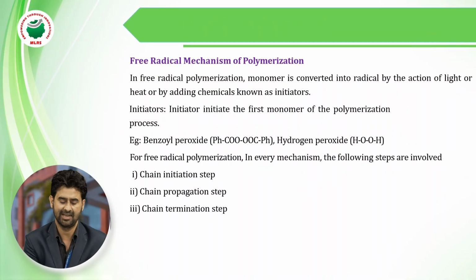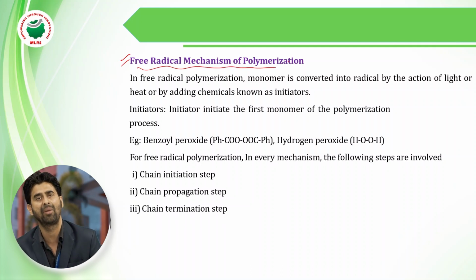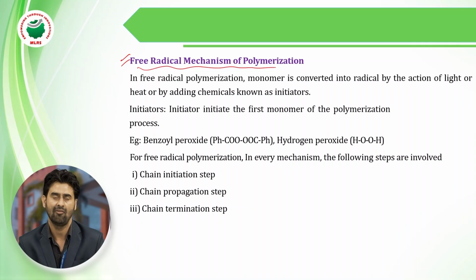We will discuss first the free radical mechanism. There are three types of mechanism for addition polymerization: free radical addition polymerization, carbocation addition polymerization, and carbanion addition polymerization. But here we will discuss the free radical polymerization. In free radical polymerization, the monomer is first converted into a radical by the action of light or heat, or we can add certain types of chemicals.